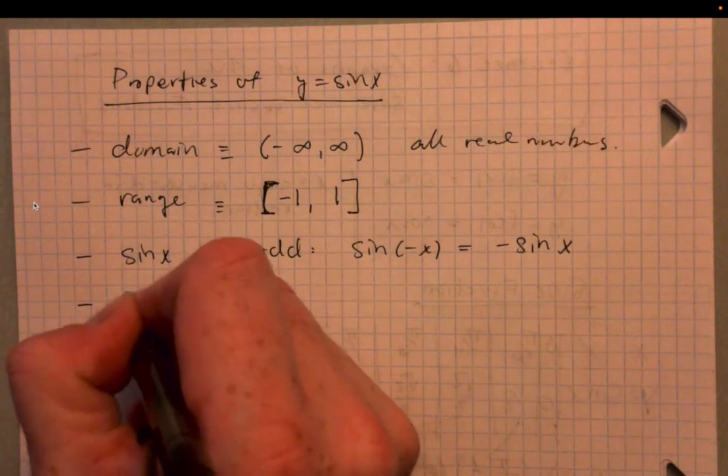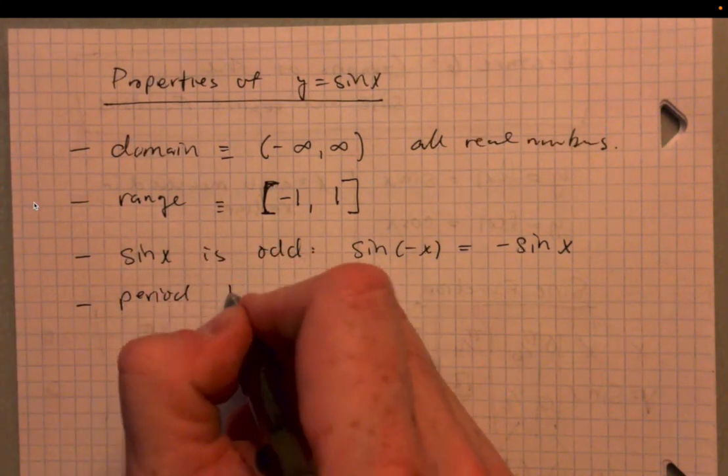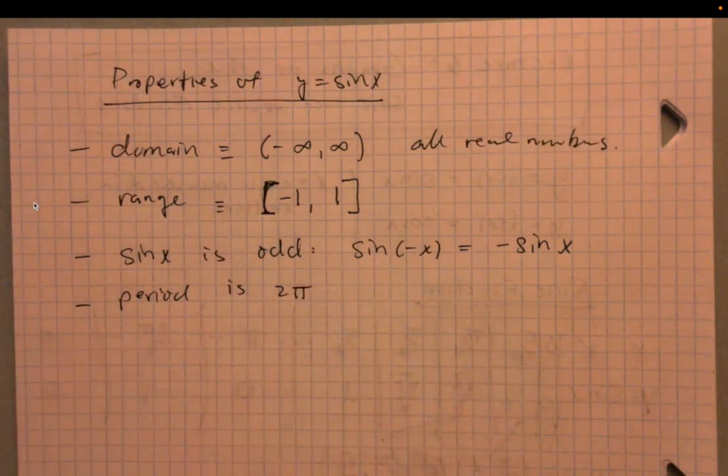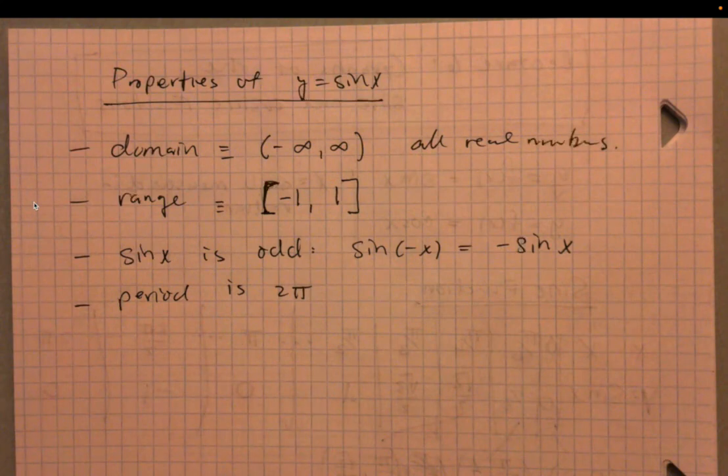We just said that the period is 2 pi, meaning it starts to repeat itself after 2 pi radians. So whatever the value is right now, 2 pi radians from now, it'll have the same exact value. And it'll continue on like that. At 2 pi radians after that, it'll have the same value again, and then 2 pi after that, it'll have the same value again, and so on.